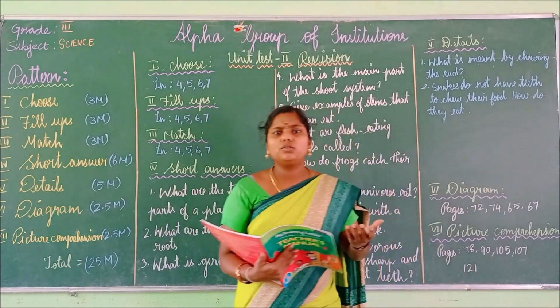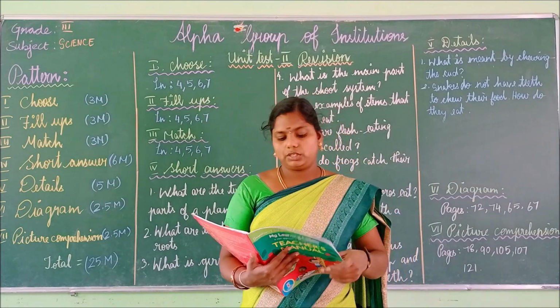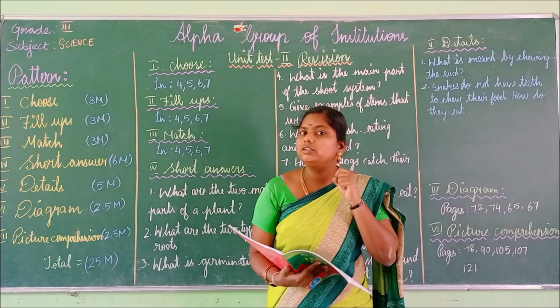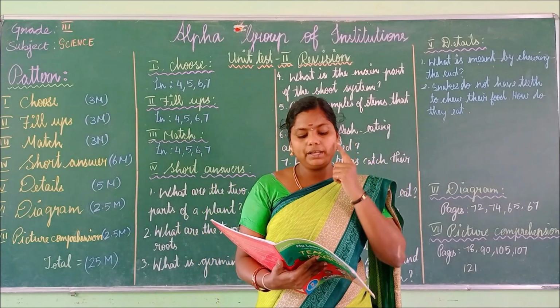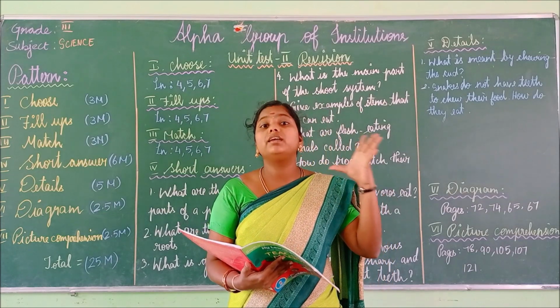The second question, snakes do not have teeth to chew their food, so how do they eat? We all know that snakes do not have teeth. Then how will they chew it? So here, snakes' upper and lower jaws are not joined. So they can open their mouth very wide.